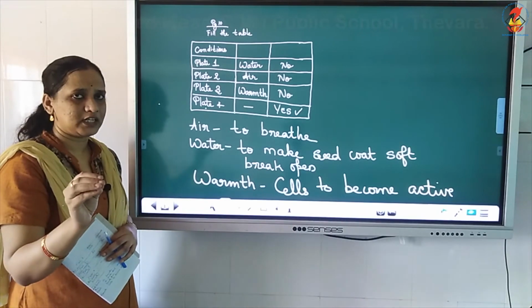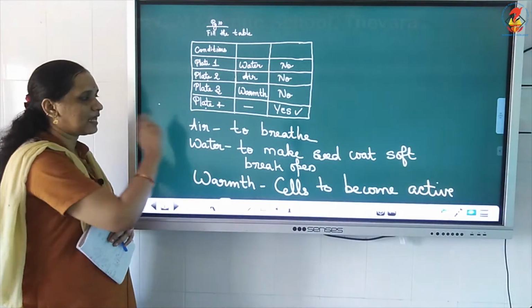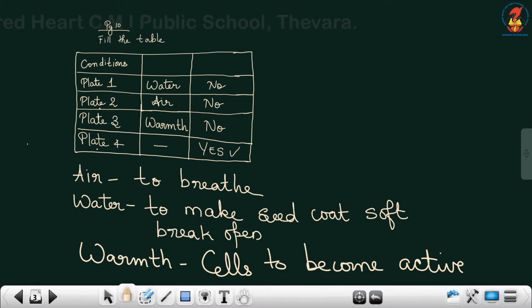What are these conditions? One is air. Why does the seed need air? So that it can breathe. If it does not get oxygen, will it germinate? No. Water. Water makes the seed coat soft so that the seed coat can be broken, the shoot can come out and the root can go downwards.